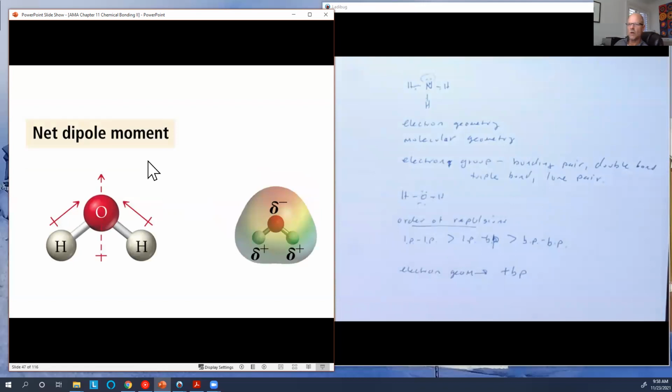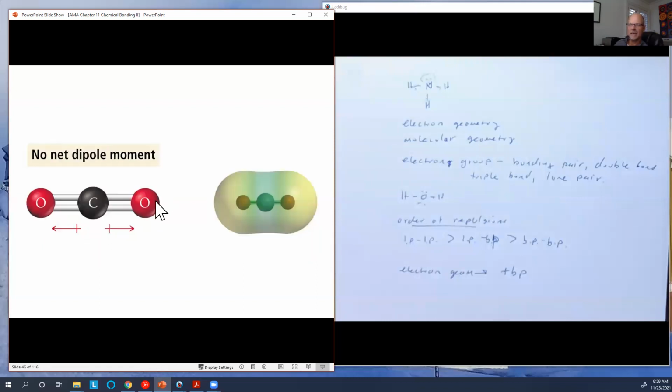On the other hand, consider water. Water also has 2 polar bonds, but because of the lone pairs on the oxygen, its molecular geometry is bent. So now you have a polar bond this way and a polar bond that way, and these don't cancel each other out. So you get a net dipole moment, and water is very polar. This influences the properties tremendously.